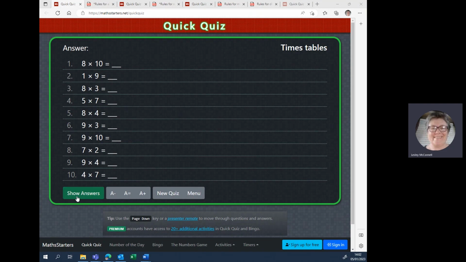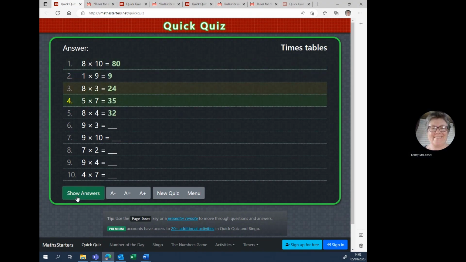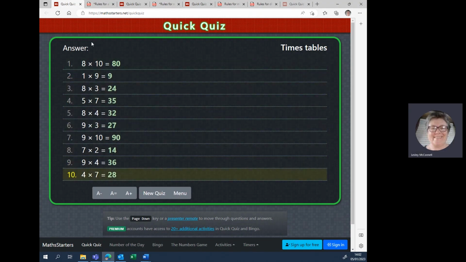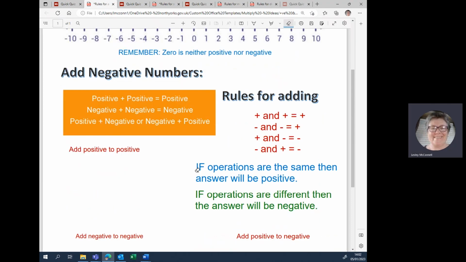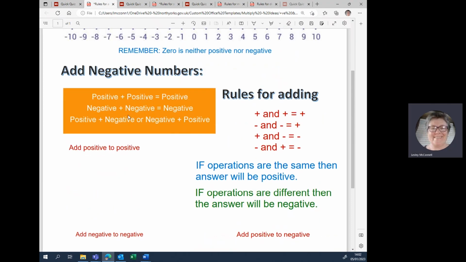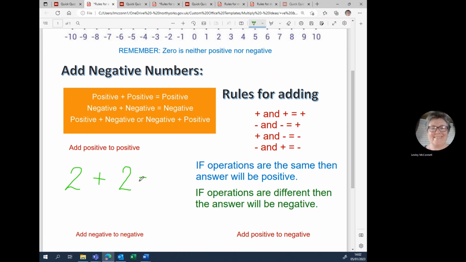Here are your answers. Okay, the first set of rules that we're going to look at today are adding negative numbers. I'm going to use some very simple examples to start off with. So if we just look at the number 2 as a positive number and add that to another number 2, which is positive, it gives us an answer of positive 4.